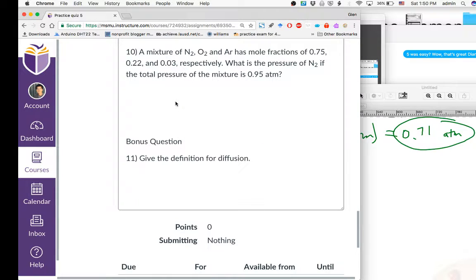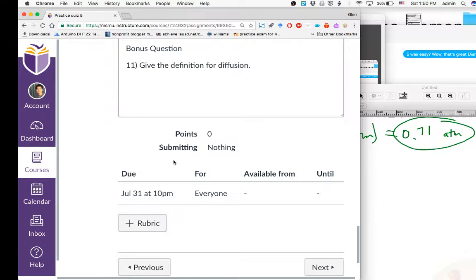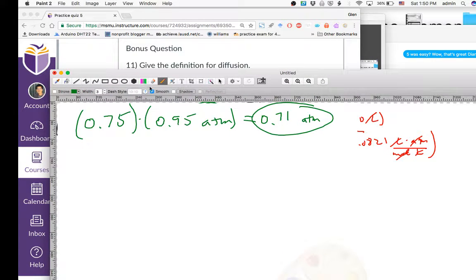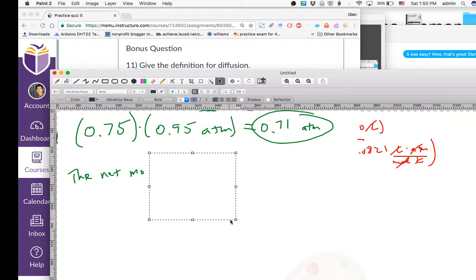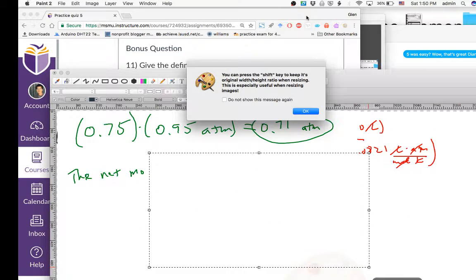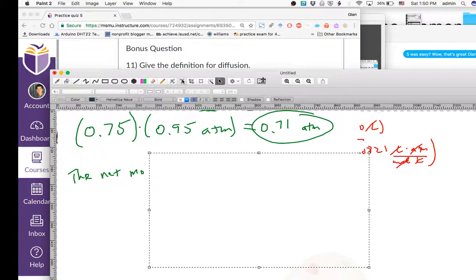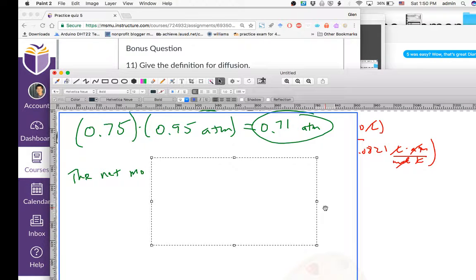Bonus question. The definition for diffusion. Now, I was expecting you to remember this from some biology course that you've taken recently or some other science course. Some of you have taken some general science course offered by MSMU. But anyways, let me just tell you here right now. The definition for diffusion is the net motion. Here, I'll type it so you don't have to read my handwriting. You don't have to have this definition word for word, as long as you have the general idea. This is a definition for diffusion.